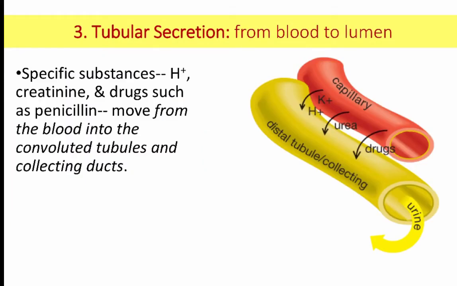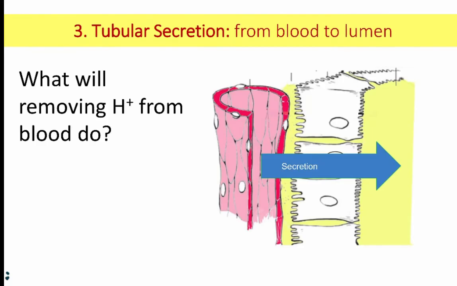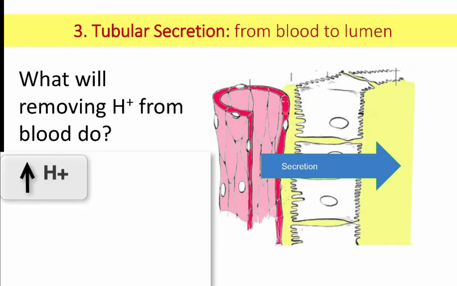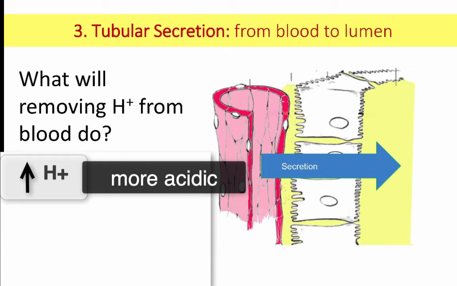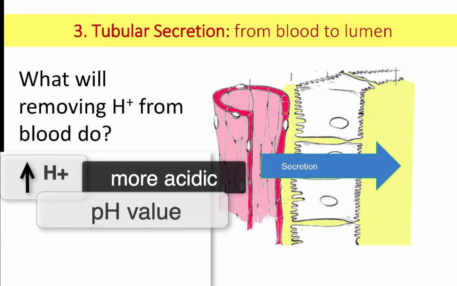Last but not least, we have tubular secretion, which involves moving materials from inside the capillary to the lumen and adding them to urine. There are a bunch of different molecules that are shown here, but the one that I think it's most important for you guys to remember at this point in your education, hydrogen ions. And that's because that will help you to remember that the urinary system is one of the two systems that controls blood pH. Remember that the higher the concentration of hydrogen ions, the more acidic your blood is. And that also means the lower the pH number is.